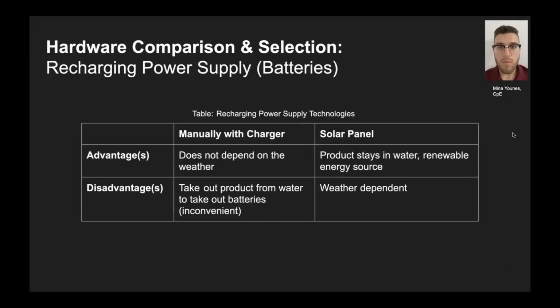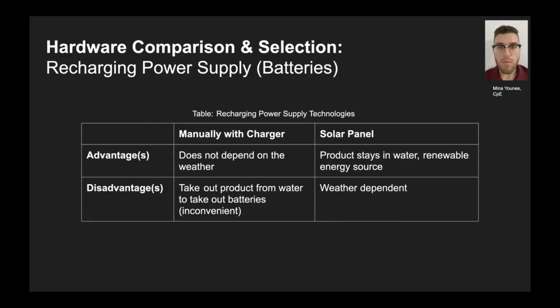When it comes to recharging the power supplies, which are batteries, we will look into two technologies available. The first is to manually take out the batteries from the project and charge them using a charger, then putting them back inside when fully charged. An advantage of that technology is that it does not depend on the weather to charge the power supply. A disadvantage would be inconvenience, since the product has to be taken out of the water each time the battery dies. The next technology is using solar panels.